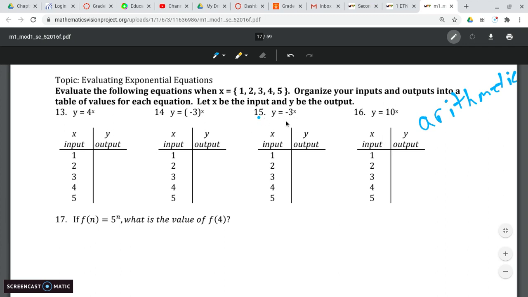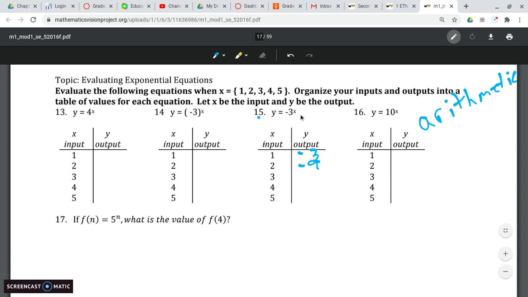So we're doing 15. So if we plug 1 into this, we have -3 to the first power. It's going to stay -3. For 2, we have -3 to the second power. So we take the 3 to the second power, which gives us 9, and then we multiply by the negative. So we end up with a -9. Now, the reason that that is not positive is because there is not parentheses around the -3. So the only thing being taken to the power of x is the 3, not the negative.